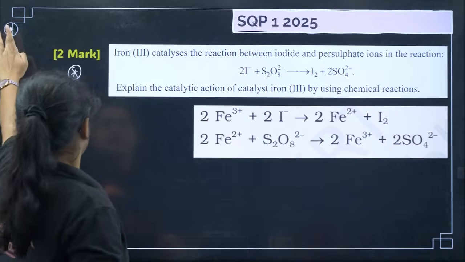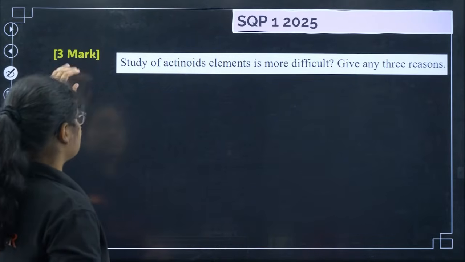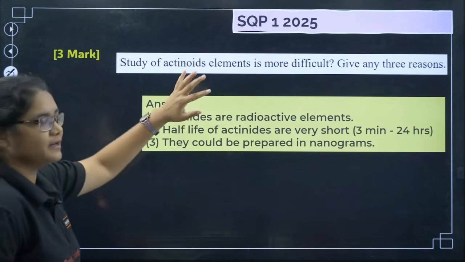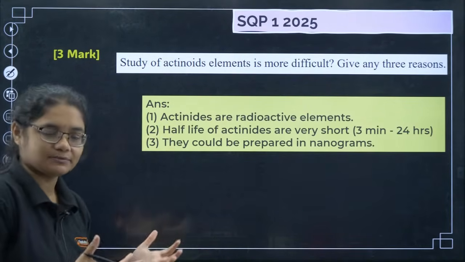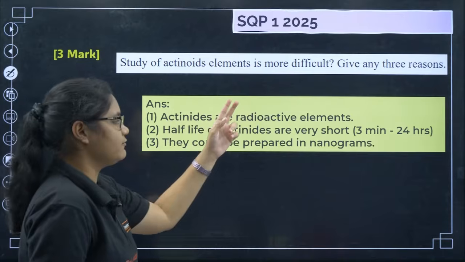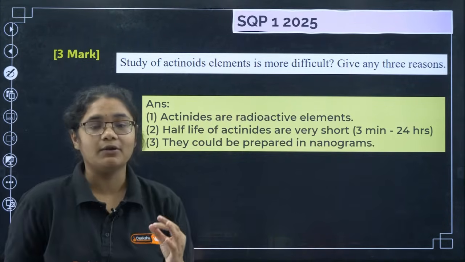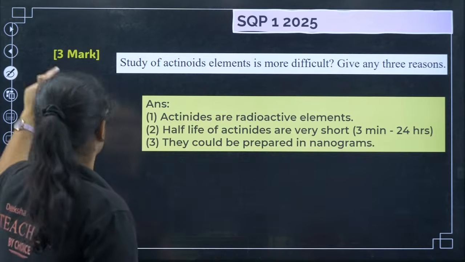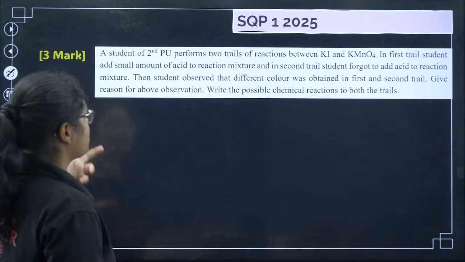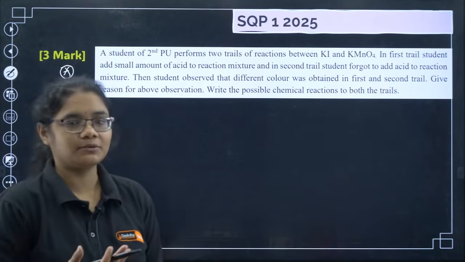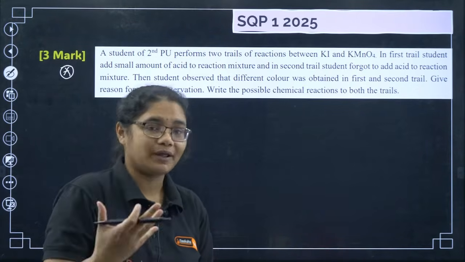Next we'll go to sample question paper 1, 3 marker question. Study of actinoids is difficult, give 3 reasons. This is a very expected question, repeated many times. They are radioactive, have very short half-life, and could be prepared only in nanograms. Moving to the next question, this is also a very good question, an expected question, but asked in a very different way.